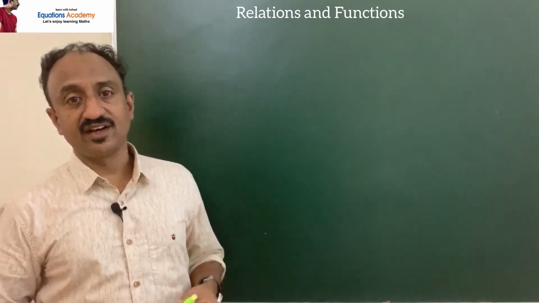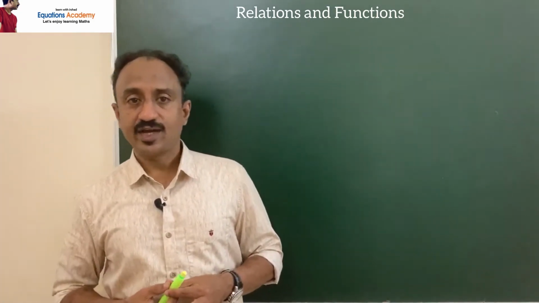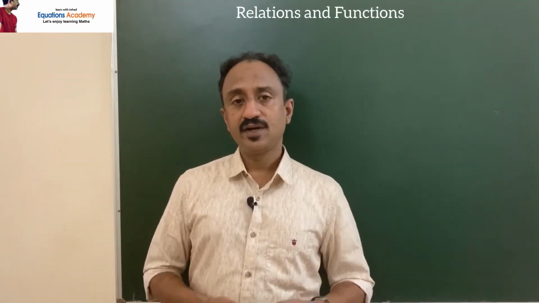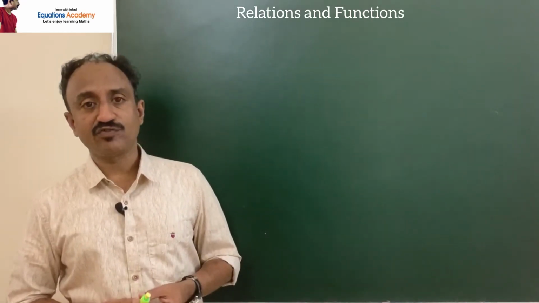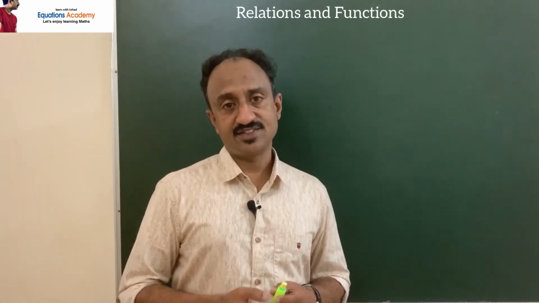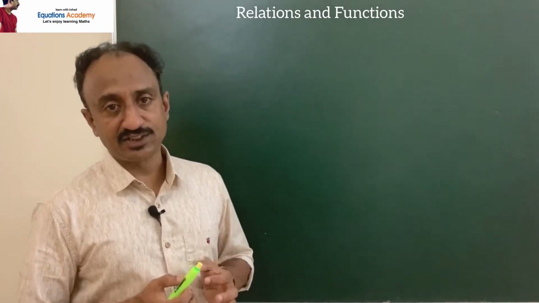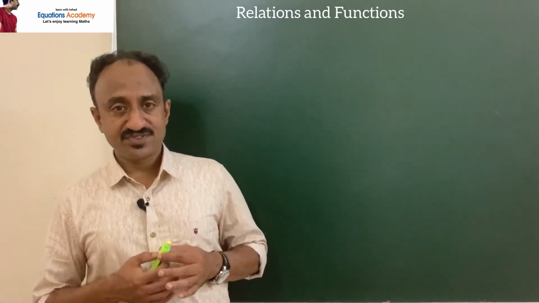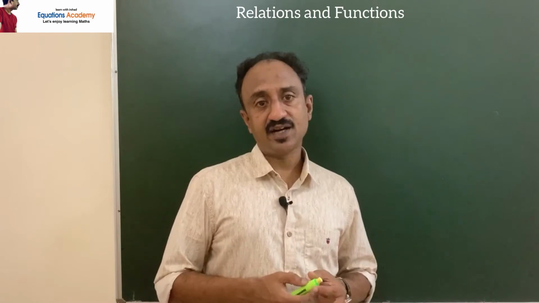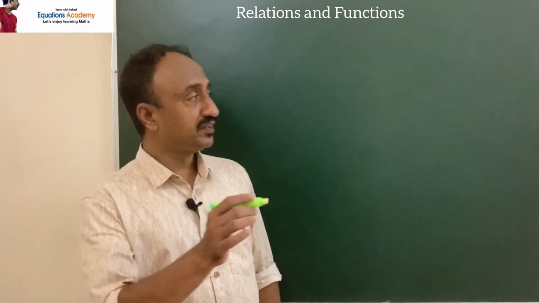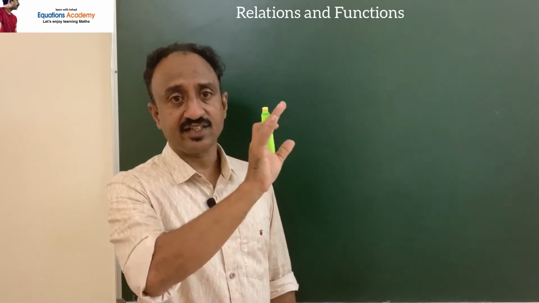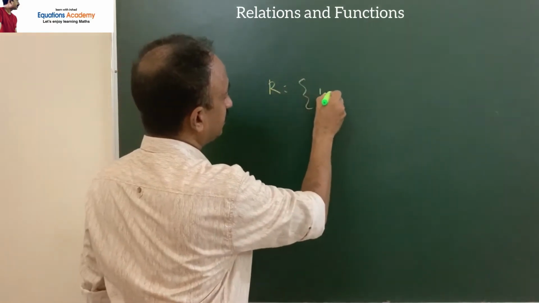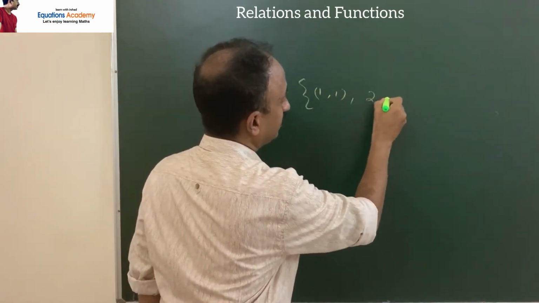Now, what exactly is a relation? Consider two non-empty sets A and B. Then a relation R from A to B is a subset of the cross product of A and B, subset of A cross B. But this subset is derived by describing a relationship between the first element and the second element of the ordered pair. Suppose this is a relation R equal to the set {(1, 1), (2, 4)}.